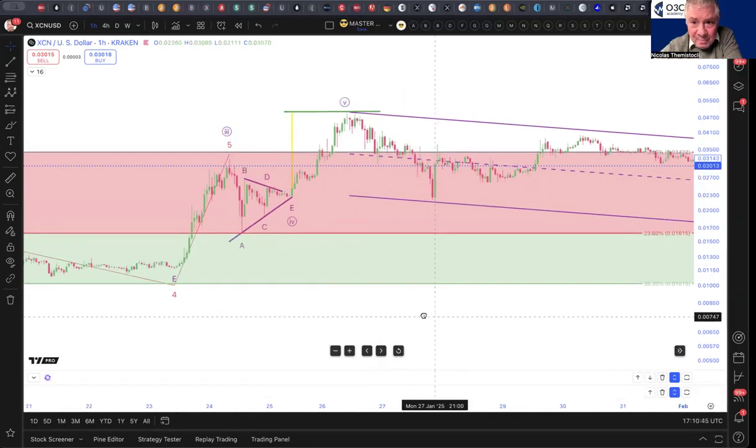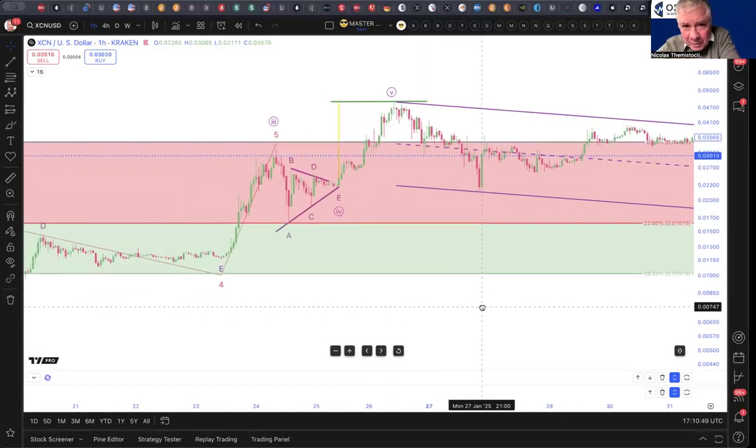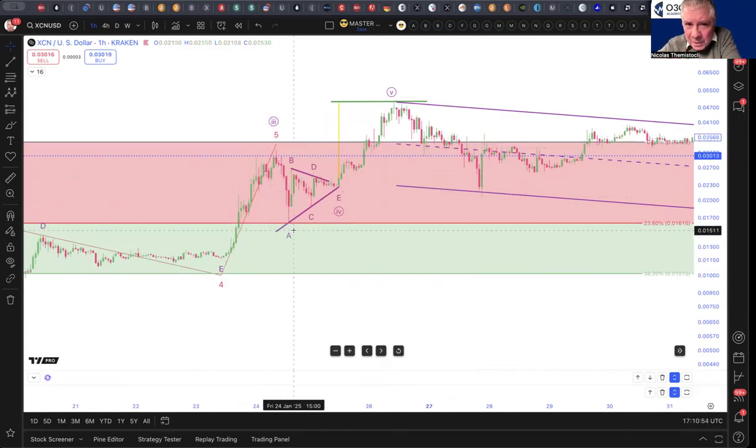But that is triangles, or at least the beginnings of the teachings of triangles. There are some Fibonacci relationships between waves A, C and E, and also waves B and D together. But again, that's the geeky stuff. We'll do that another day. But I thought it's useful. It's not just in crypto, right? You see triangles everywhere, and it's important to understand what these things look like.